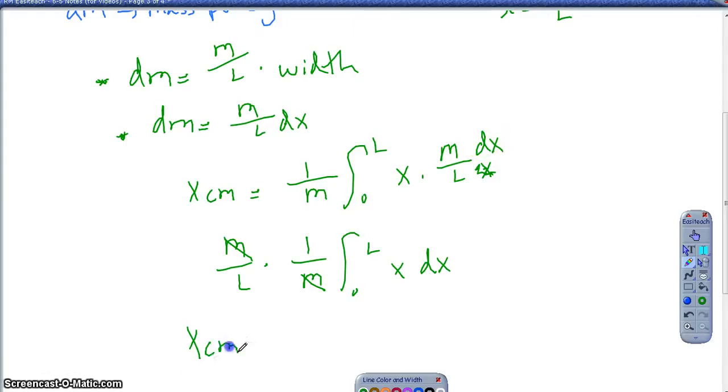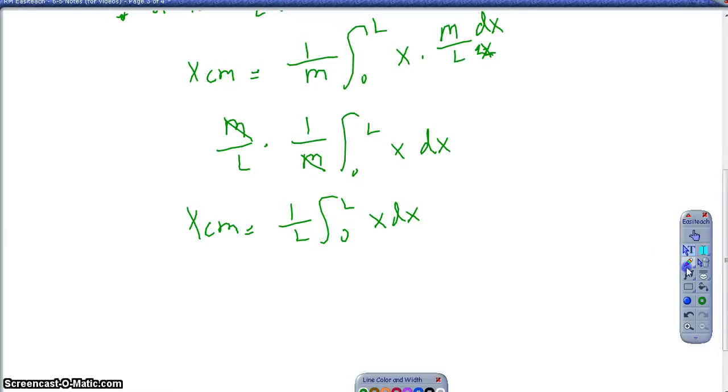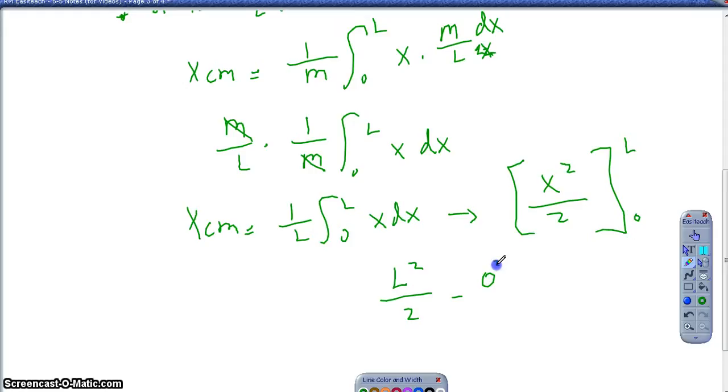So again, the position, in this case, is 1 over L, the integration from 0 to L of x dx. Well, x dx actually works out very nicely to be simply x squared divided by 2. So I get x squared divided by 2 from that integration. And again, this is where the definite integral comes into play. I still have the 1 over L out front, by the way, but as I plug in L here, and as I plug in 0, I'm going to get L squared divided by 2 minus 0 squared divided by 2. And obviously the 0 squared divided by 2 goes away.